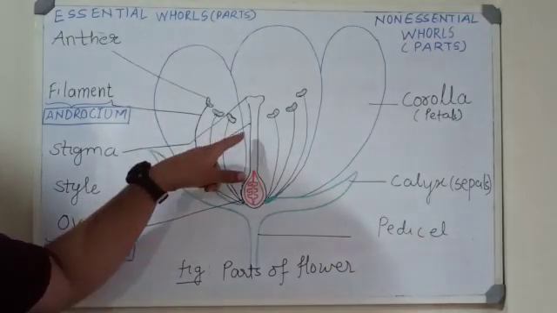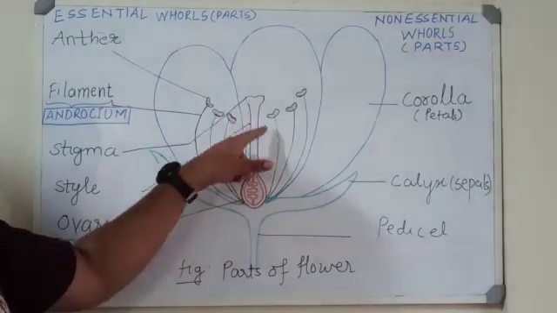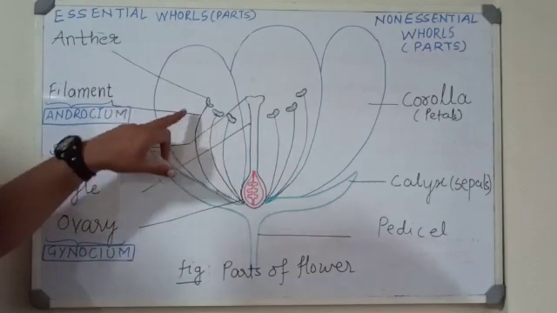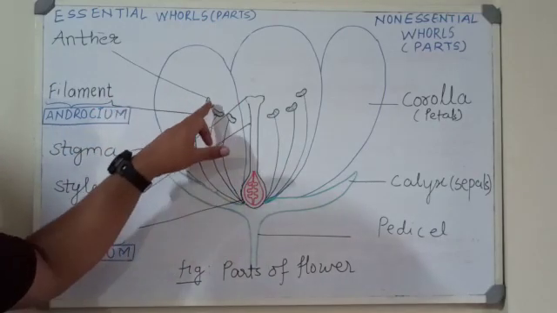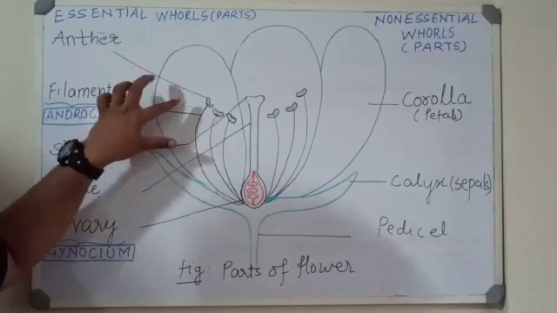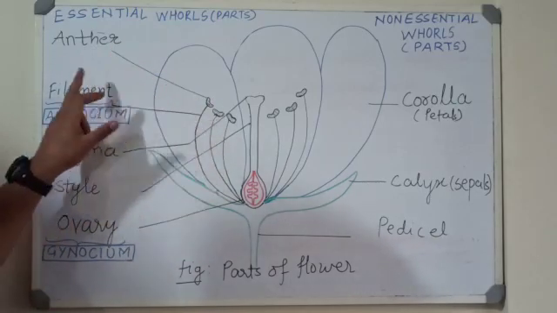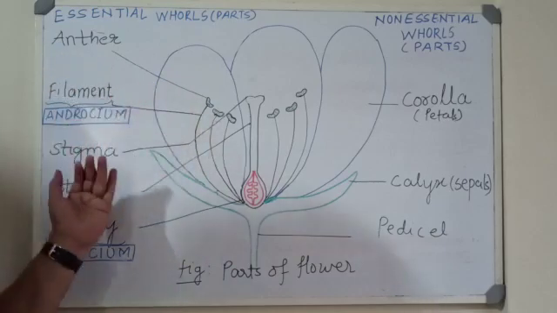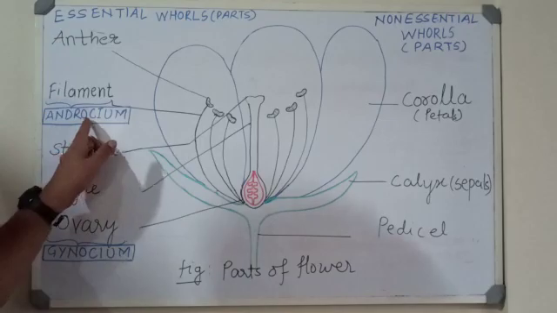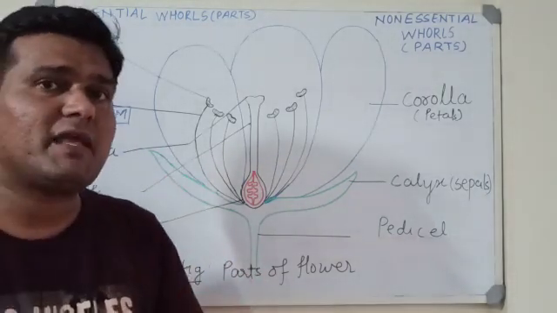Now there is another independent part that is also present here. If you can see clearly, there are two different portions of this part. Together this is the male reproductive part, which consists of the anther and the filament. So this together is known as the androecium, that is the male reproductive part.